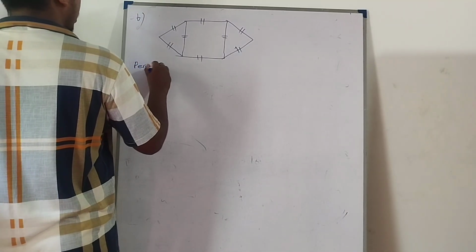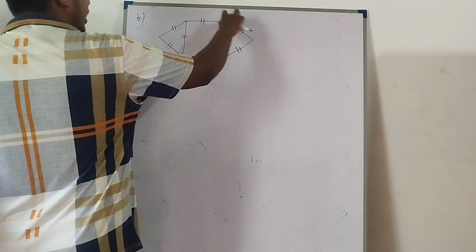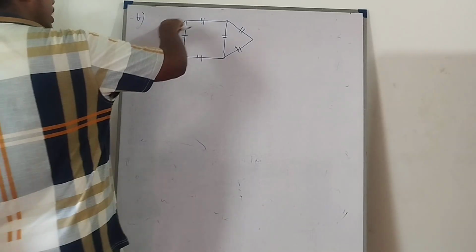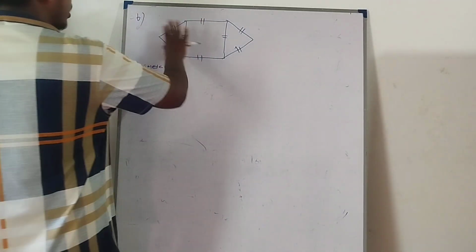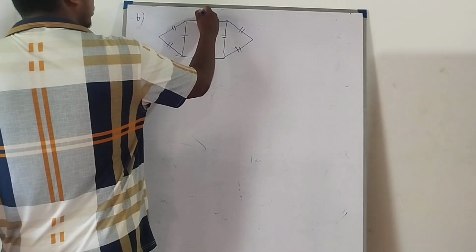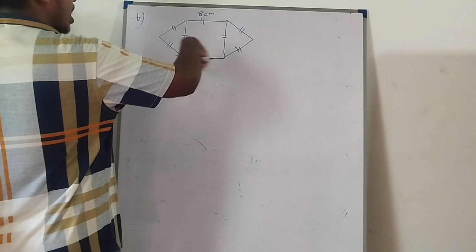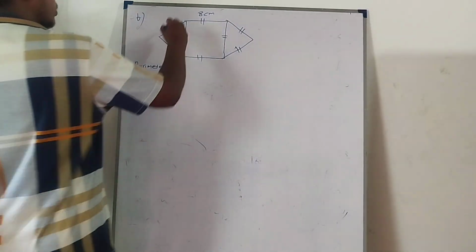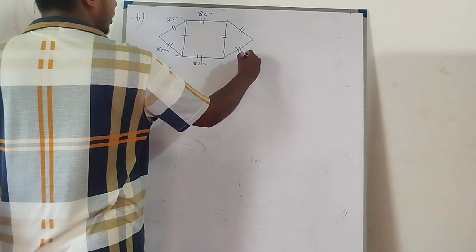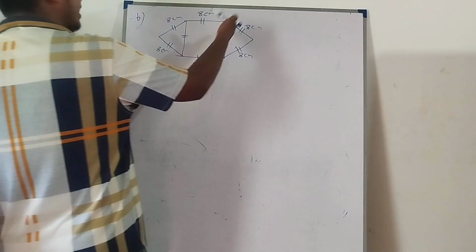Now students, make sure when finding the perimeter, you should add all the outer lengths, not the internal lengths. You are just adding the external outer lengths. So first of all, they have given 8 centimeters here. Similarly, they have marked all the side lengths as equal. So this is also 8, this is also 8, this is also 8, this is also 8, as well as this is also 8. This is also 8, but we don't want it. Why? Because it's an internal length.